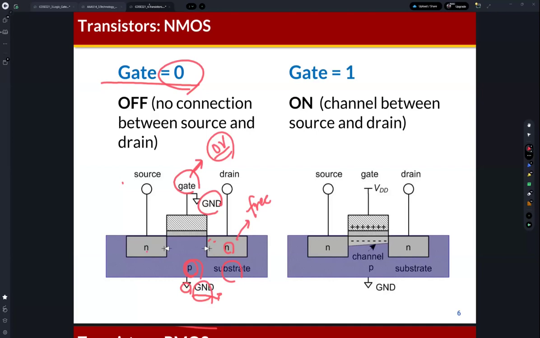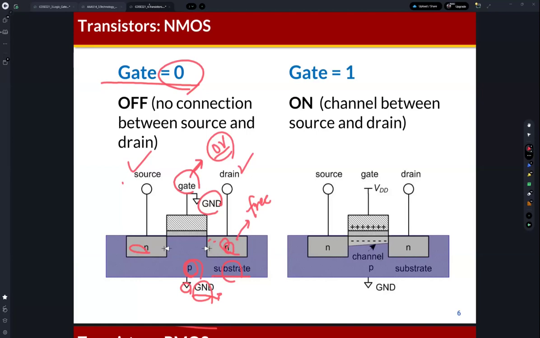So I mentioned that this is the P substrate, and there are fewer free electrons, and there are many more free electrons in the N-type silicon. But because of this substrate, this is not connected. So this drain and source are not connected. So this is the off state, right?